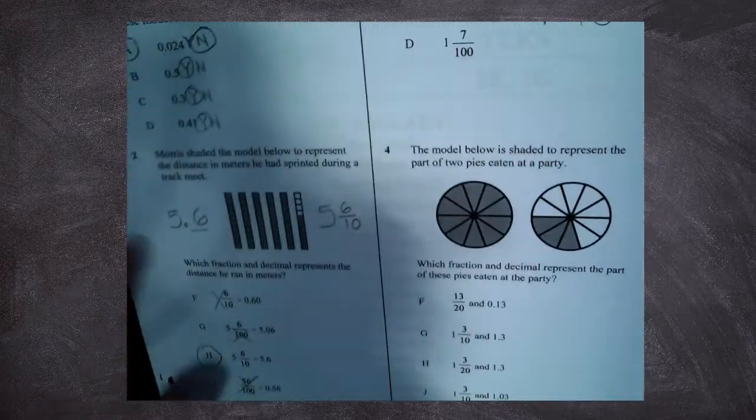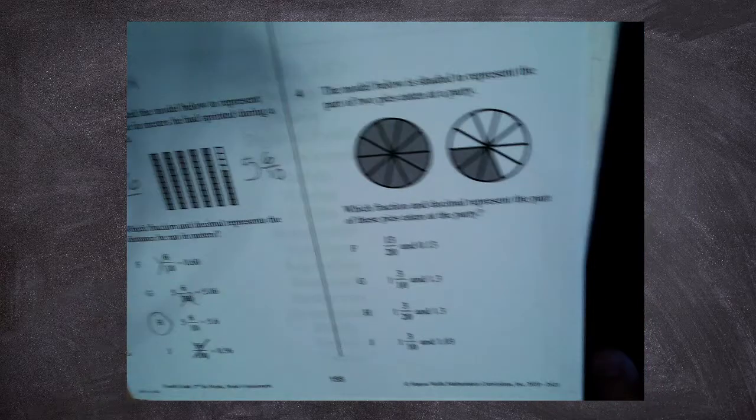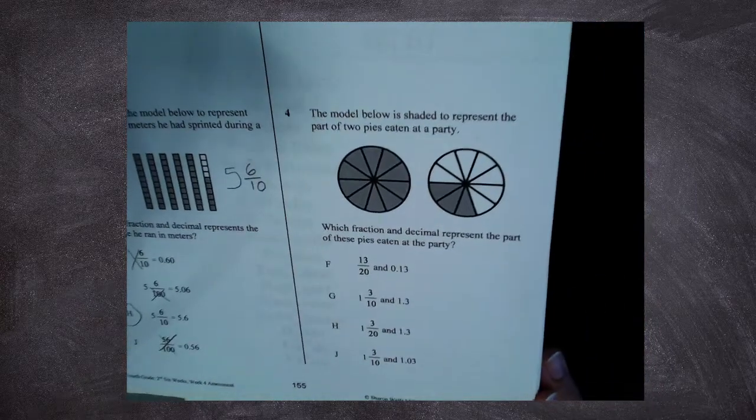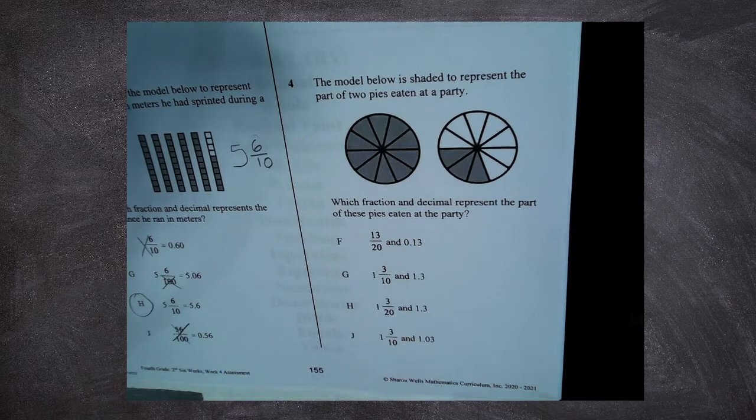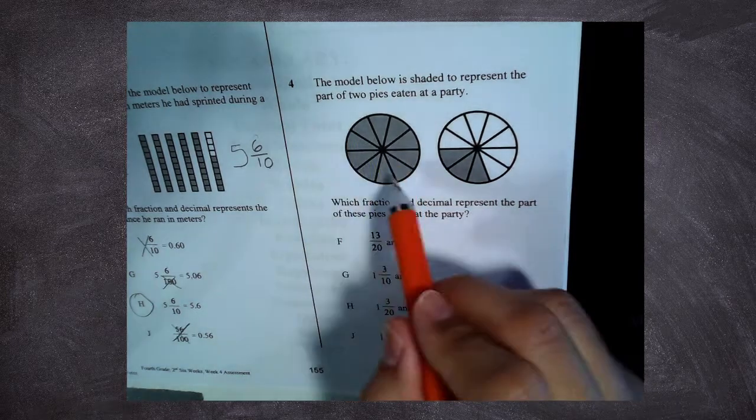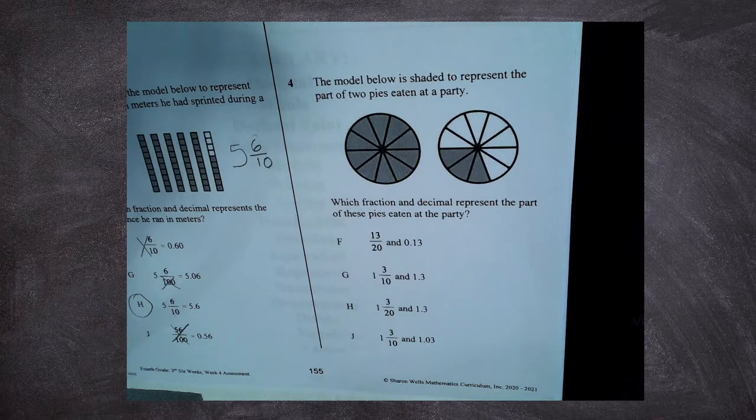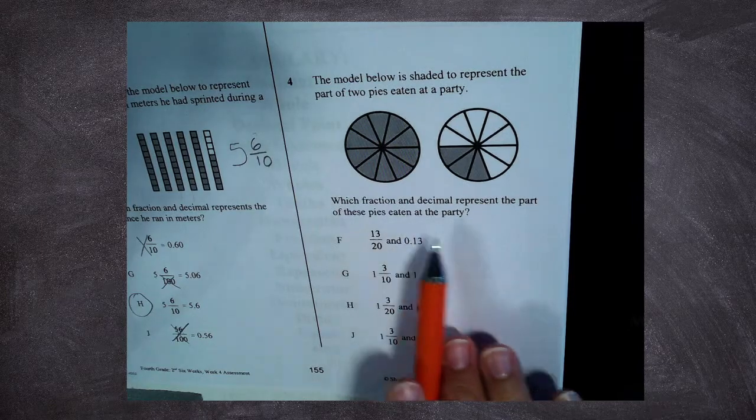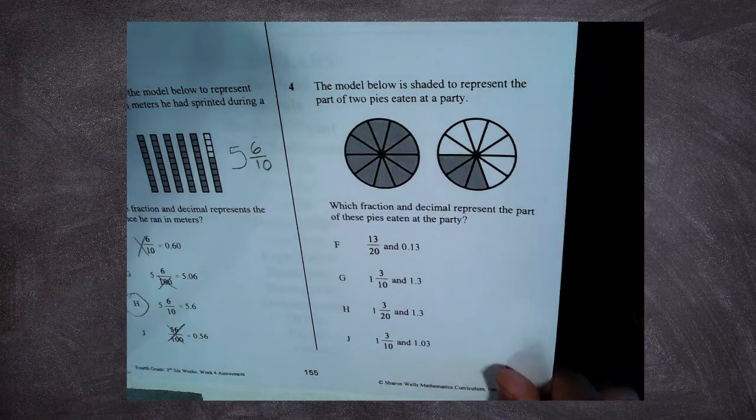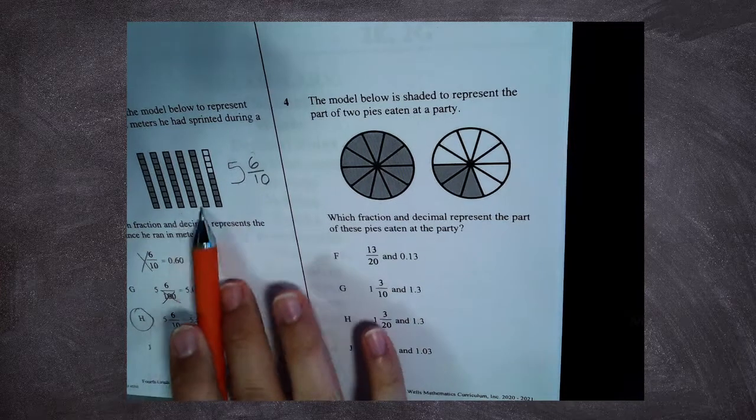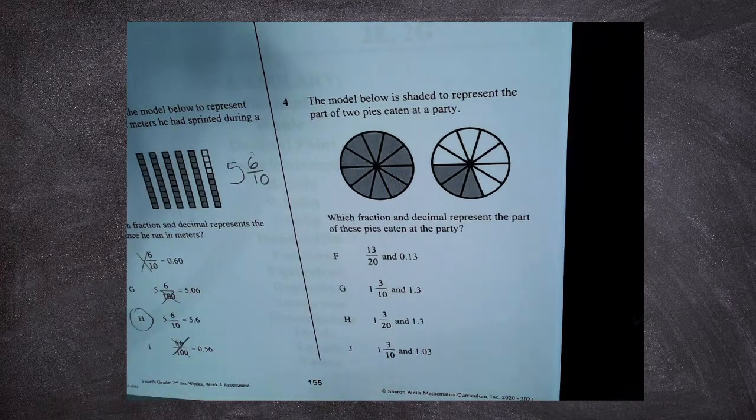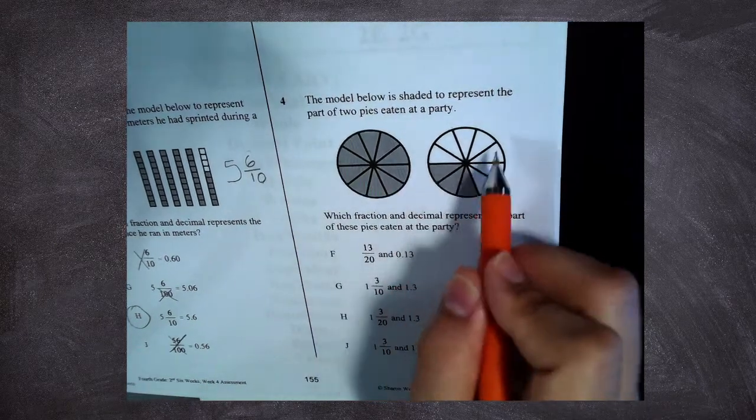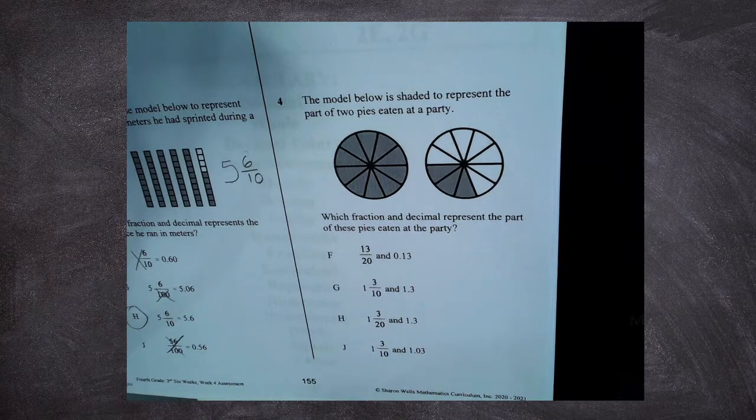And number 4, model below is shaded to represent the part of 2 pies eaten at a party. Pie number 1, pie number 2. Which fraction and decimal represent the part of these pies eaten at the party? Okay. Last time, on problem 2, we figured out the fraction. Let's figure out the decimal first. I've got 2 pie models here. They shaded in all the parts that they ate.